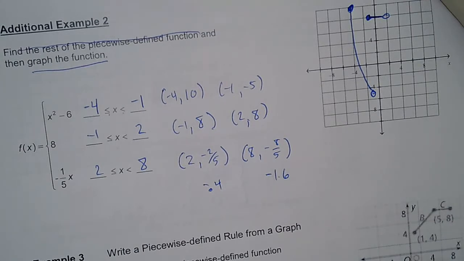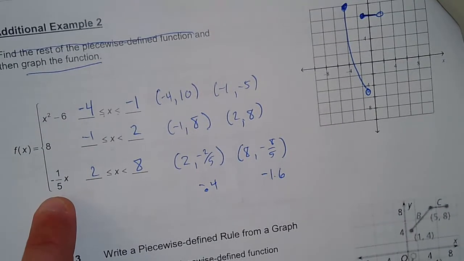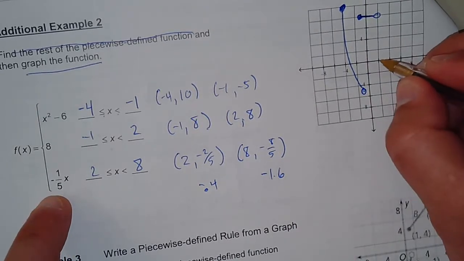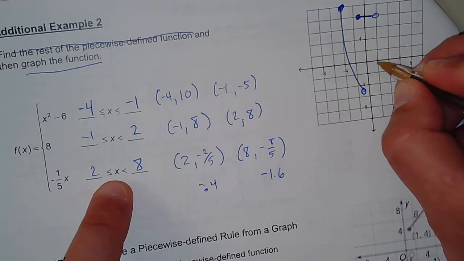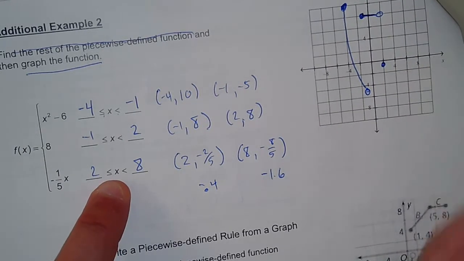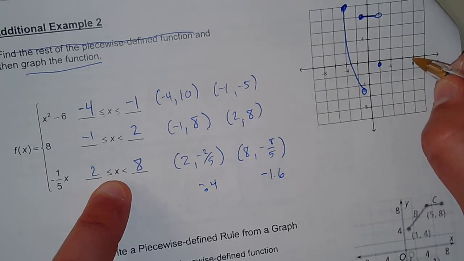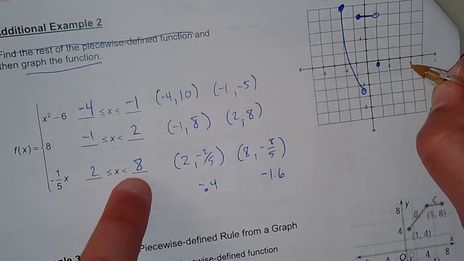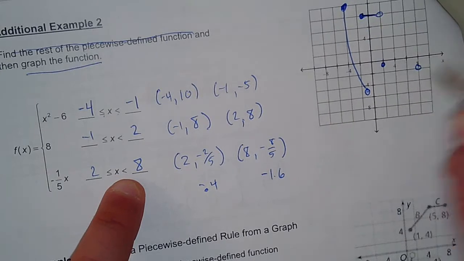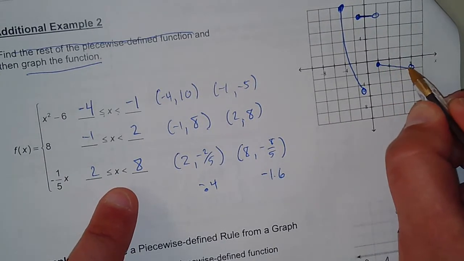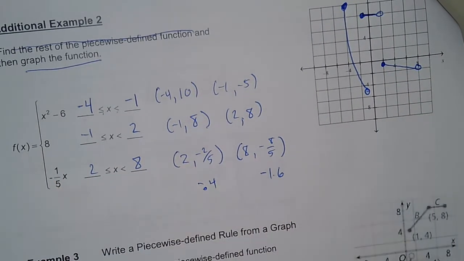So now let's go ahead and plot those points. And again, we know this one's just linear. So at 2, we're at negative 0.4. It's just down a little bit, but it should be a solid dot. And then at 8, we are at negative 1.6. So not quite to the line there. And this one should be an open circle. So a very slight negative slope, which makes sense because it says it's negative 1/5. And there we go.